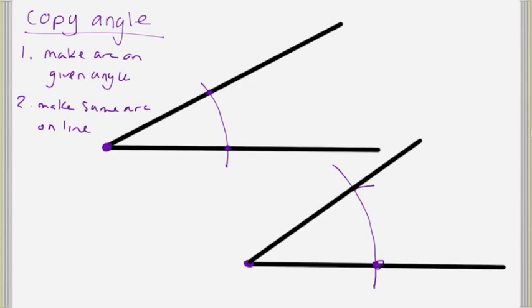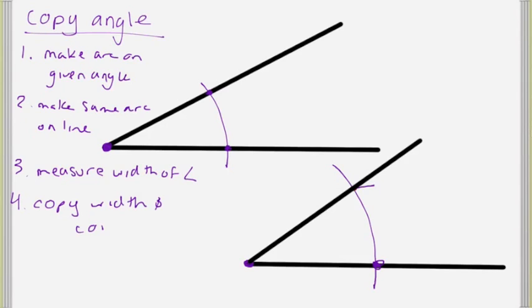So our third step was measure width of angle, and then copy that width and connect. Okay. So I'm going to be looking for those exact compass markings on your assignments.